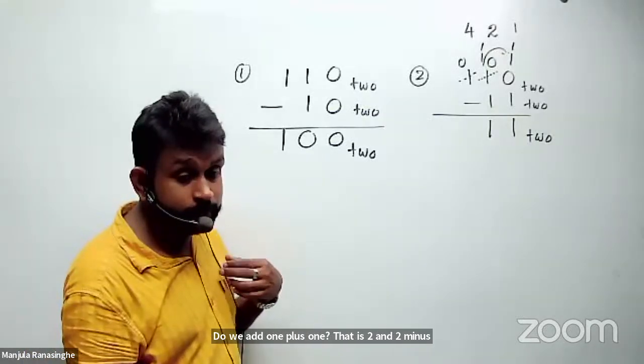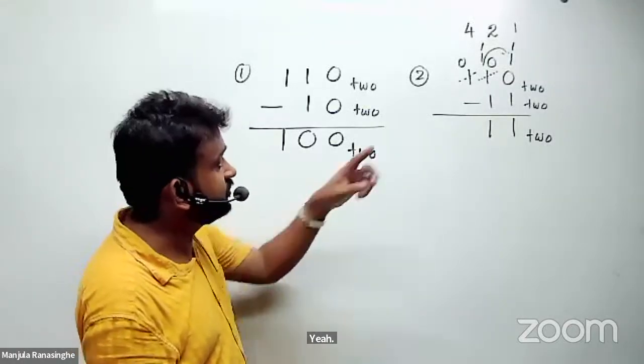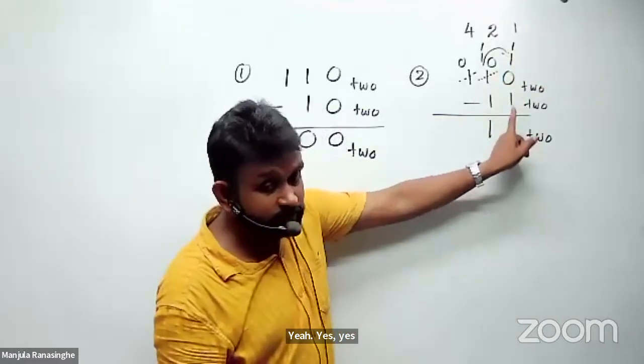Here we borrowed. So 2 ones. Then when we borrow 1, it feels like 1 plus 1, which is 2. From that 2, we are subtracting 1. Yes, from here 2 subtracting 1 is 1.